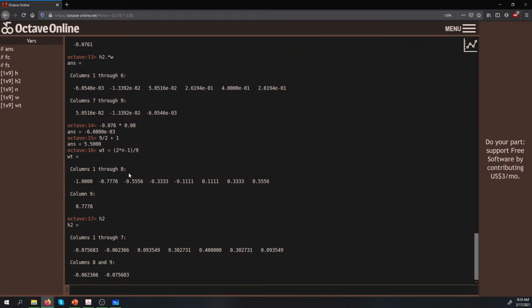Right, nice. So for a triangular window, we just say w of t is equal to (2n - 1) divided by 9, because that's (2k - 1) divided by n, where n here was 9. So we have a w of t here for a triangular window, and we have our h here as required.